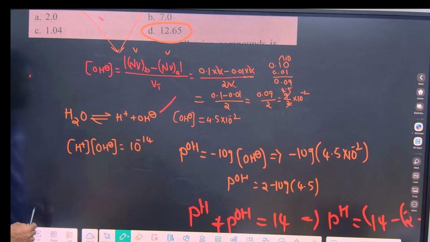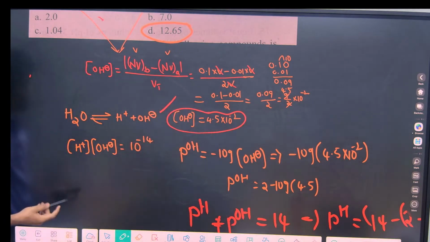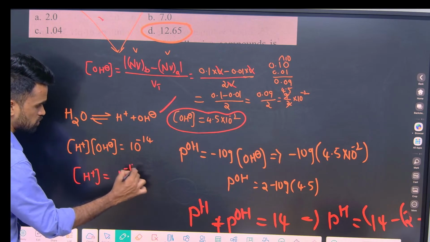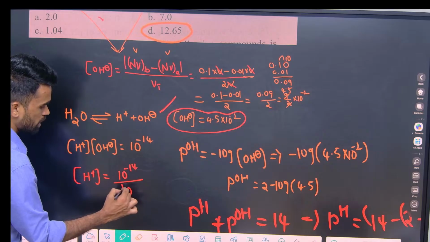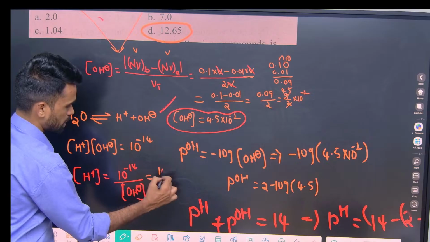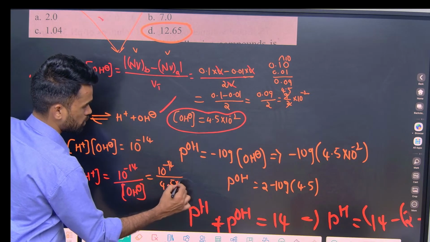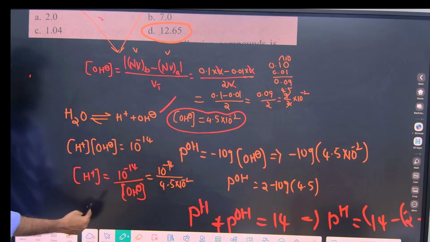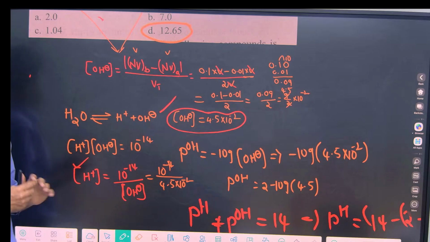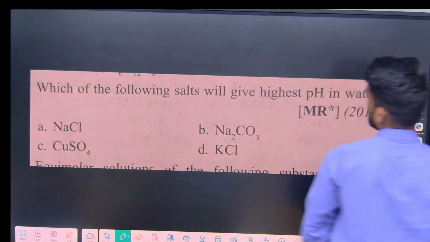From this, I already have the OH minus ion concentration. So if I want the H plus ion concentration, it is 10 power minus 14 divided by the OH minus ion concentration in the denominator, that is 10 power minus 14 by 4.5 into 10 power minus 2. Upon simplification you are going to get H plus ion, from that you can get pH. These are the two ways you can do the question. Okay, easy. Next, let's move forward.